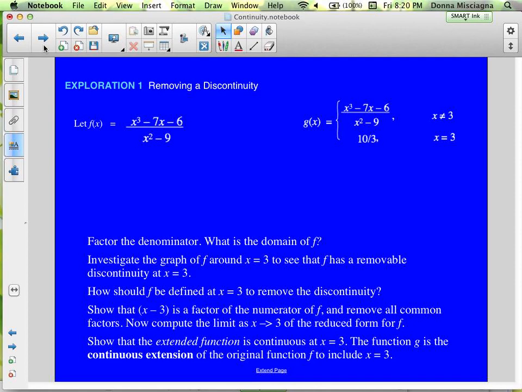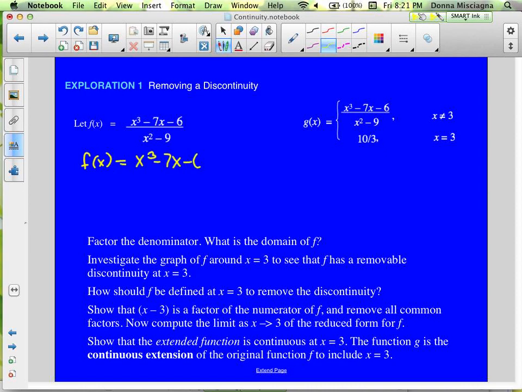So let's factor the really easy thing, which is the denominator, and not worry so much about the numerator right now. All right, so we have f of x equals x cubed minus 7x minus 6 divided by x minus 3 and x plus 3.